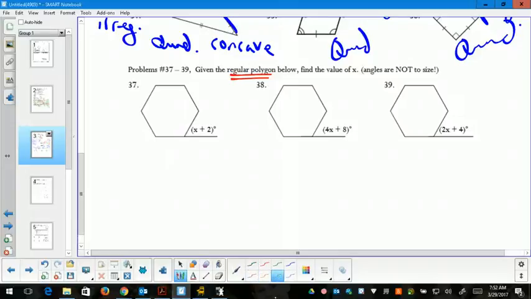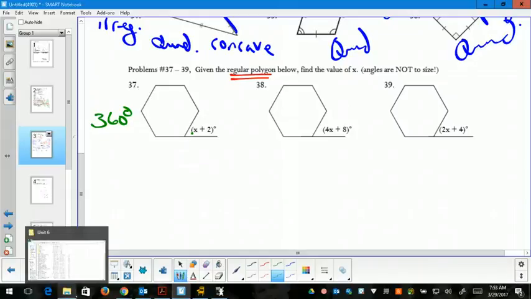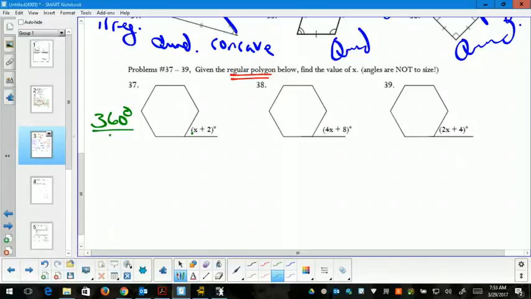So if you know that the exterior angles always add up to 360, but I don't have all 6 angles, I only have one of them, and it's regular, what am I going to do to that 360? Divide by 6, and that gets me 60 degrees.